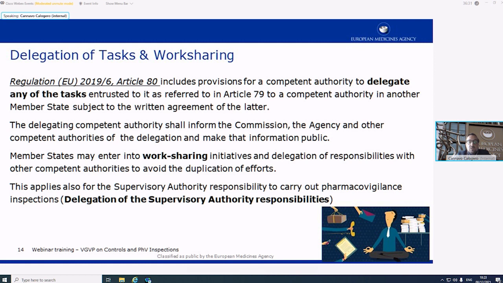Regarding this delegation, the Commission, the agency and the other competent authority should be informed, and the member states may enter into work sharing initiatives, a delegation of responsibilities with any other competent authority, in order to avoid duplication of efforts. For instance, one important thing is the delegation of the supervisory authority responsibilities: one supervisory authority could delegate the responsibility of its role to other member states to carry out the pharmacovigilance inspection. In this way, we try to have this kind of delegation of tasks between all the member states.